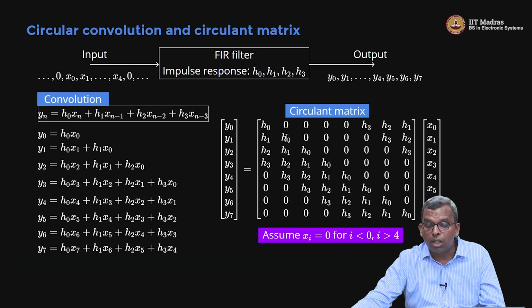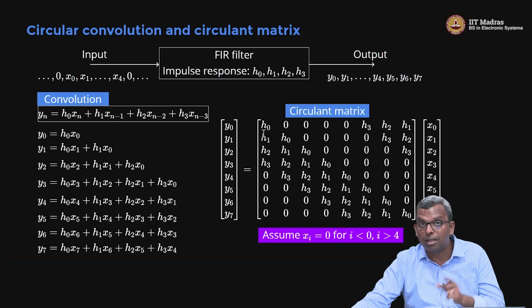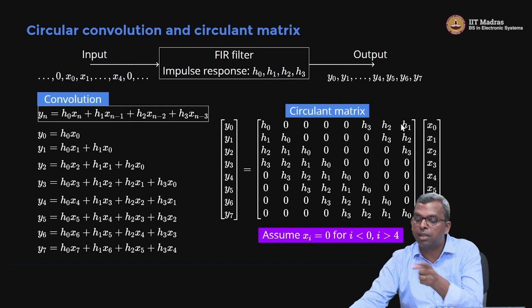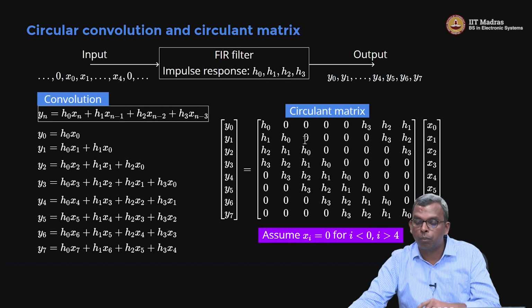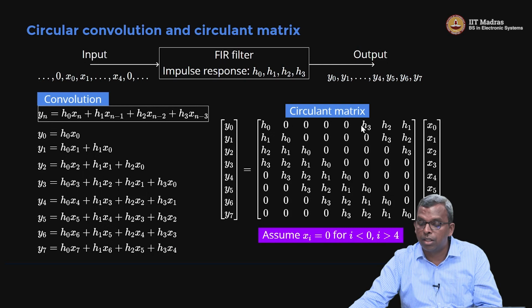But what is the second row? Why do I call it a circulant matrix? The second row, if you look sharply, is actually a circular right shift of the first row. If you right shift the first row by one position, this H1 will come to the first position. It's a circular right shift. The last element, when it spills out, comes back to the beginning. And H2 goes here, H3 goes here, the 0s shift along, and H0 goes here.